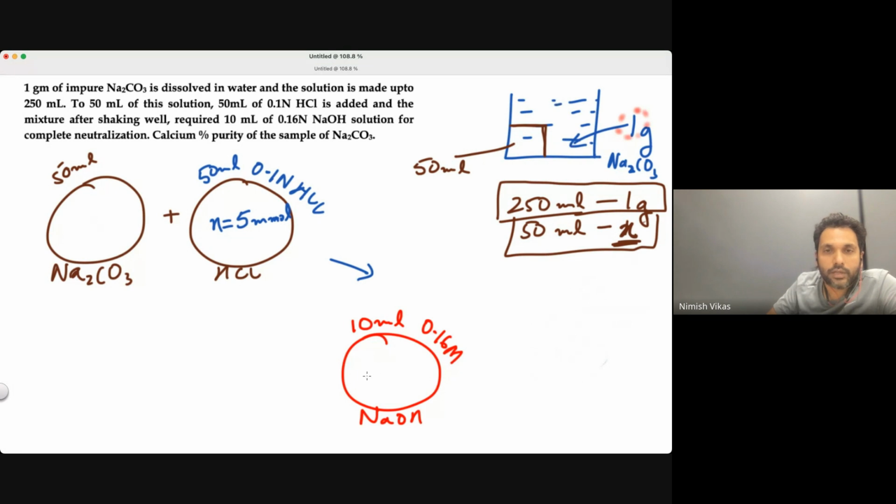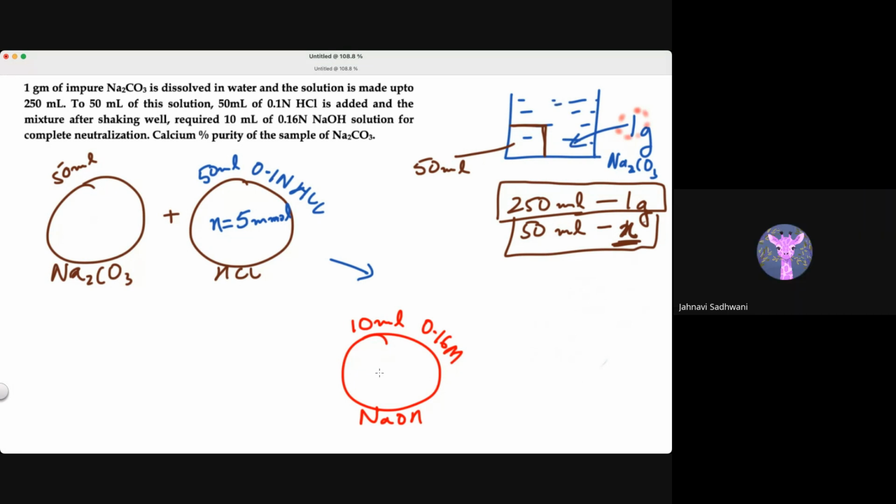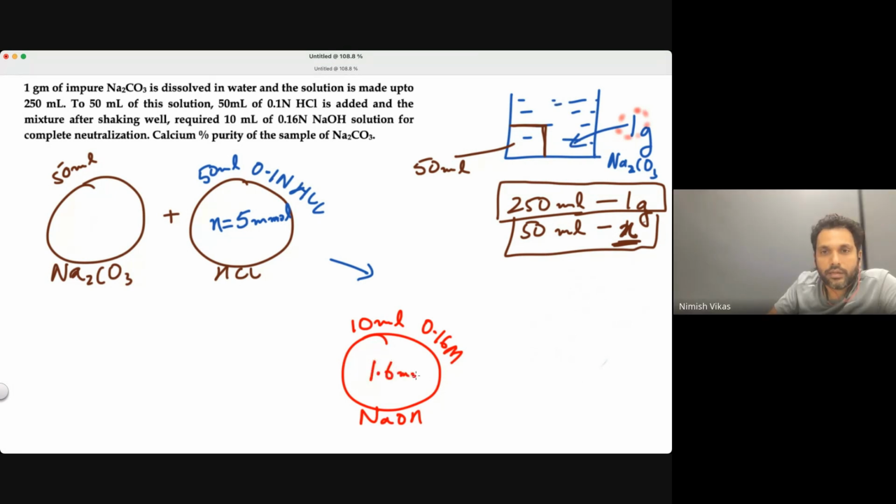So how many moles of NaOH? 1.6 millimoles. For complete, or exact, that's the word, for complete neutralization, I'm so happy that this is doing a complete neutralization with the acid. What was the acid? The HCl was the acid, and it is doing a complete neutralization.